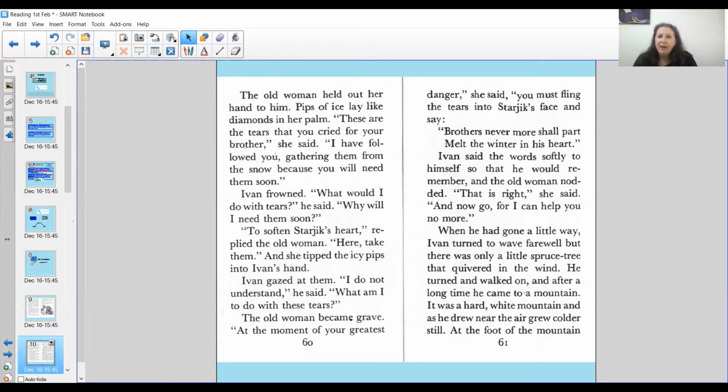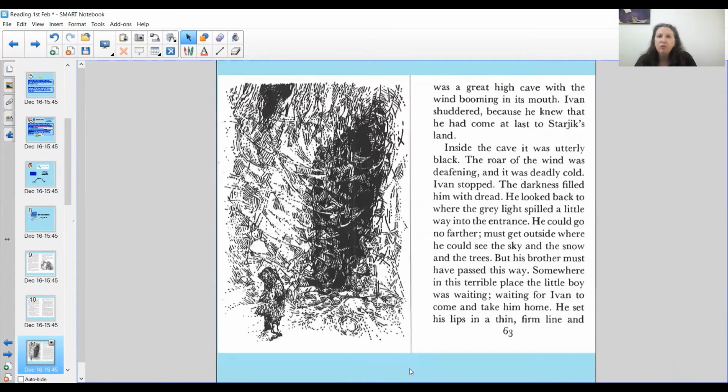When he had gone a little way, Ivan turned to wave farewell, but there was only a little spruce tree that quivered in the wind. He turned and walked on, and after a long time, he came to a mountain. It was a hard, white mountain, and as he drew near, the air grew colder still. At the foot of the mountain was a great high cave with wind booming in its mouth. Ivan shuddered, because he knew that he had come at last to Stargic's land. Inside the cave, it was utterly black. The roar of the wind was deafening, and it was deadly cold. Ivan stopped. The darkness filled him with dread.